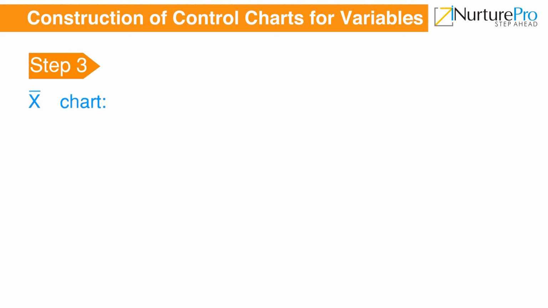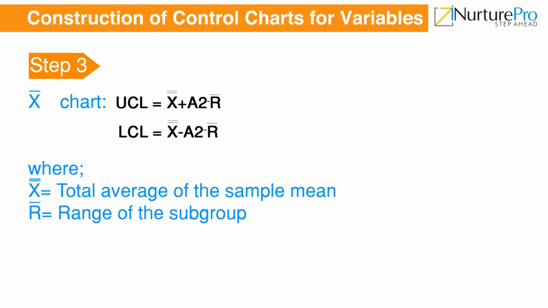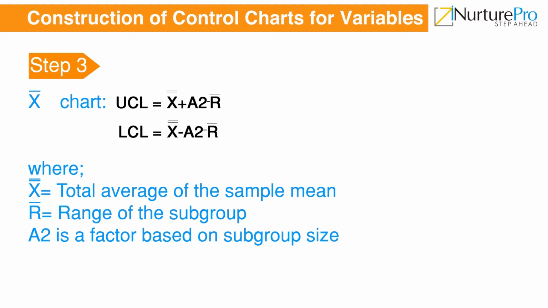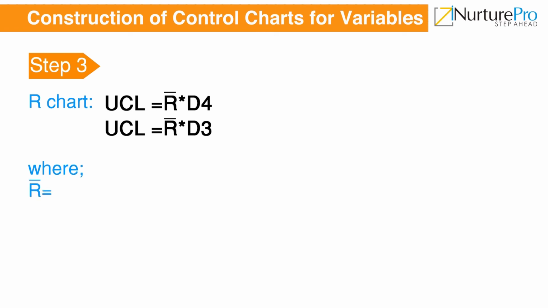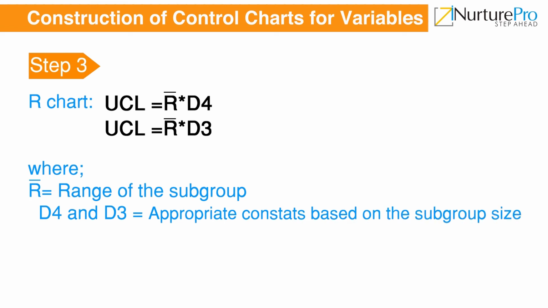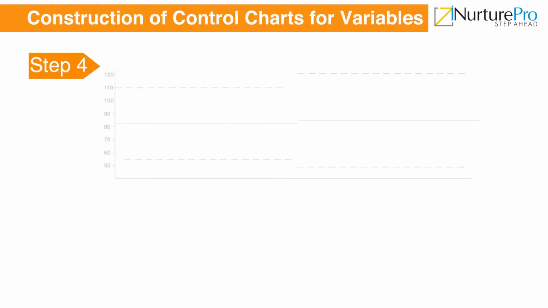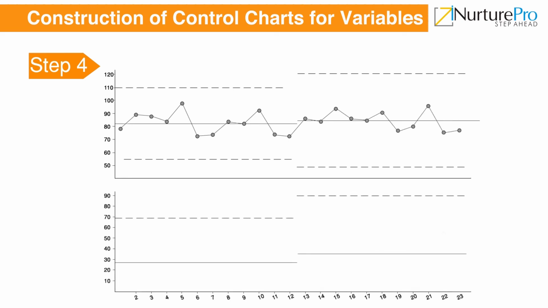Next, control limits of the X bar and R charts are calculated as follows. X bar chart. Read the formula from the slide, where X double bar is equal to the total average of the sample means, R bar is equal to the average range of the subgroups, and A2 is a factor based on subgroup size. R chart, where R bar is equal to the average range of the subgroups, and D4 and D3 are appropriate constants based on the subgroup size. Based on the above values calculated, the X bar chart and R chart are plotted. A typical X bar chart and R chart are shown in the figure.